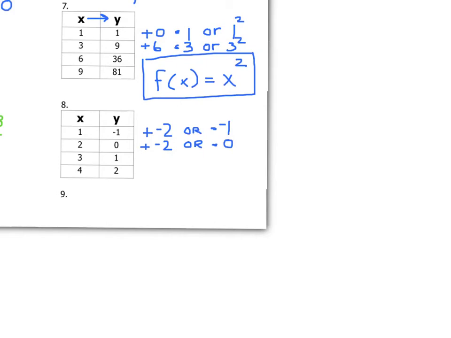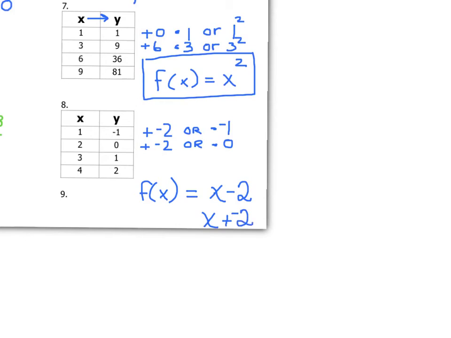All right, number 8. I started to look and say, how did I go from 1 to negative 1? Well, if I added a negative 2, or I multiplied by a negative 1. And then on number 8, the second row, I saw that subtracting a negative 2 would also work. So your rule here would be the function of x is x minus 2, or I will accept x plus the negative 2.